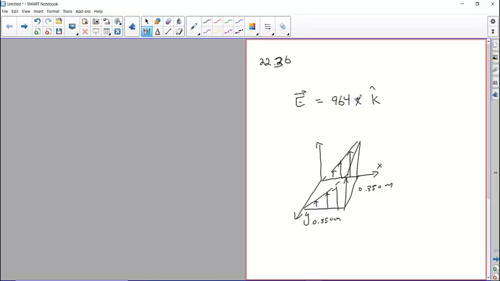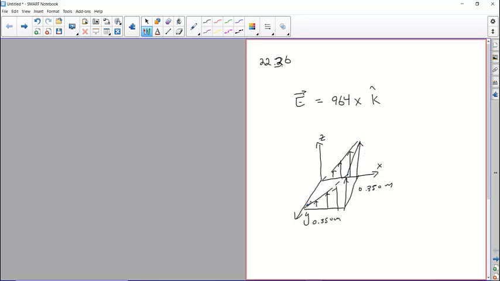And it's a function of x. So what I've got here is a three-dimensional coordinate system, x, y, and z. And you can see that if I look at the xz plane, the value is going to increase as a function of x. But it's going to be pointing in the z direction.